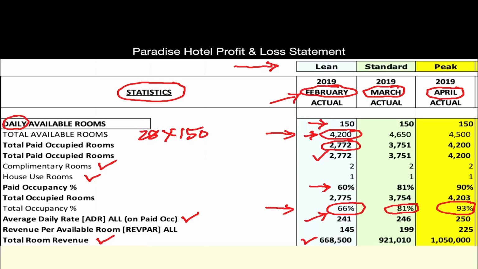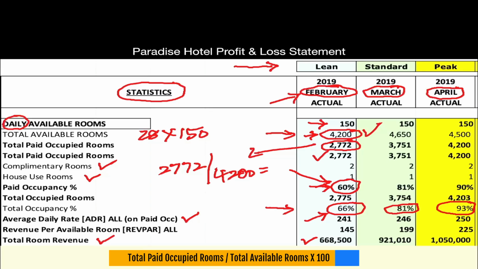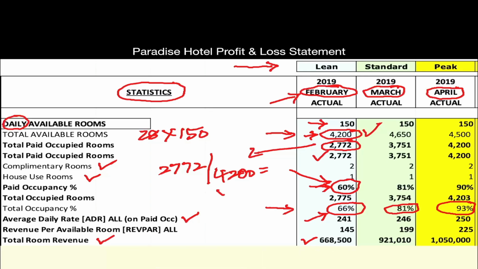Let's close with understanding how certain calculations have been arrived at. For example, how did paid occupancy become 60%? Well, it is actually the paid occupied rooms, 2,772, divided by the 4,200 total available rooms equals the 60%. So you can see that the paid occupancy percentage is directly the formula which reads as total paid occupied rooms divided by total available rooms multiplied by 100 in order to get a percentage.